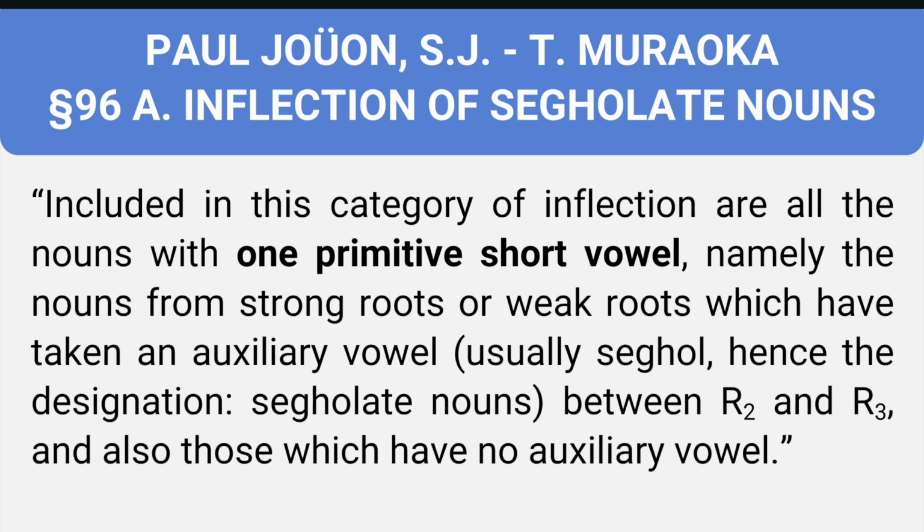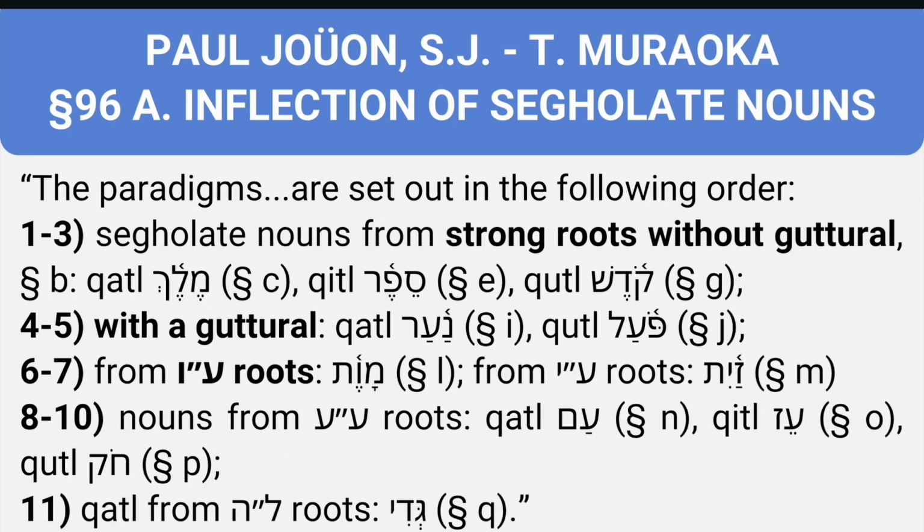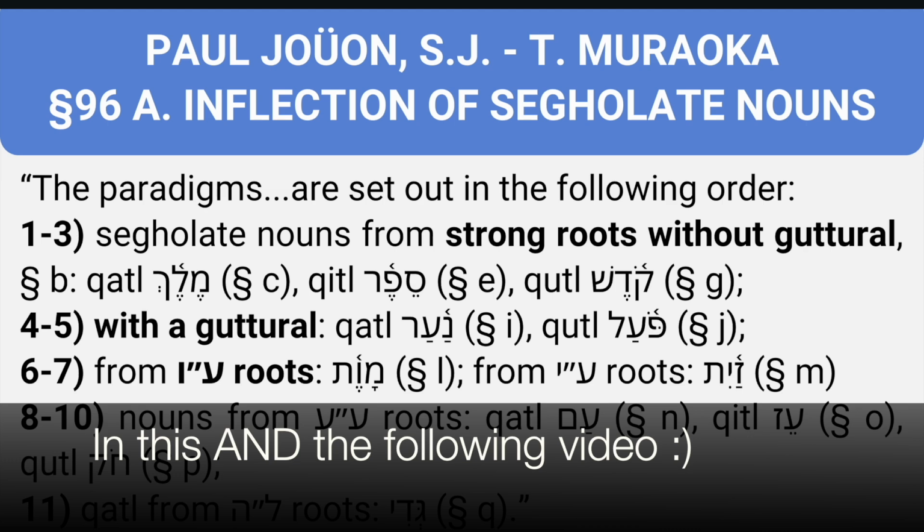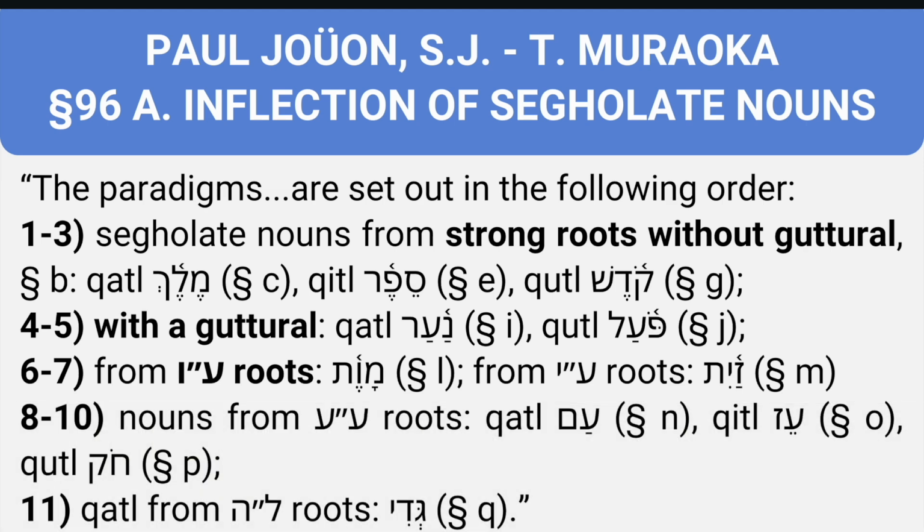So one more time, included in this category of inflection are all the nouns with one primitive short vowel, namely the nouns from strong roots or weak roots which have taken an auxiliary vowel, usually segol, hence the designation Segholate nouns, between the second and third root consonants, and also those which have no auxiliary vowel. They continue: the paradigms are set out in the following order, and so here you can see what we're dealing with. Now, in this video, we're only dealing with types 1 through 3, melech, sefer, and kodesh.